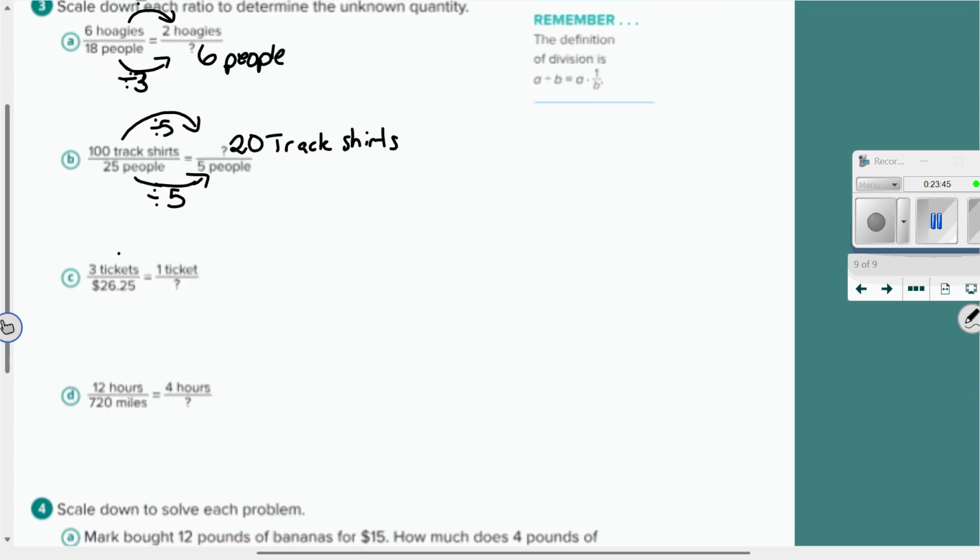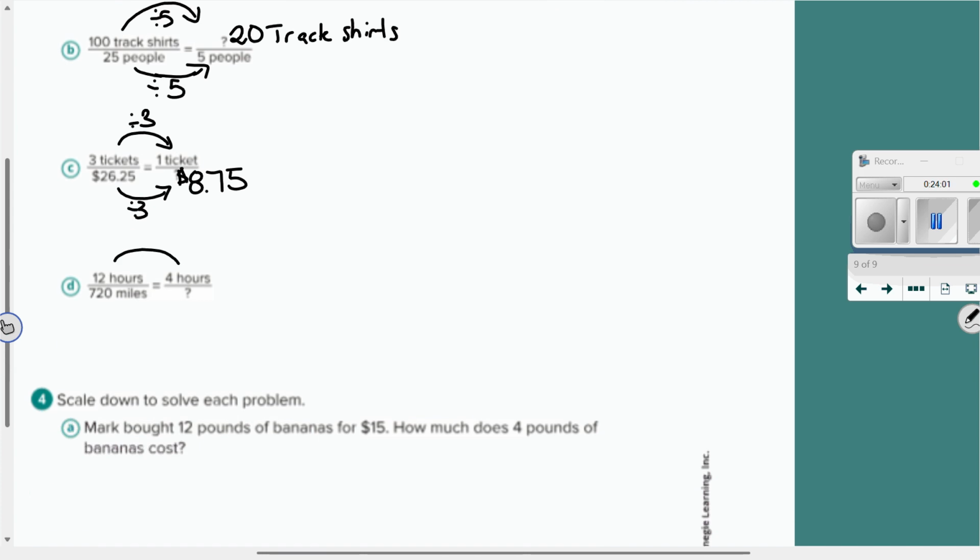What do I do to 3 to get to 1? Divide by 3. So $26.25 divided by 3. And what do I do to 12 to get to 4? So 720 divided by 3. Any questions about the top part?